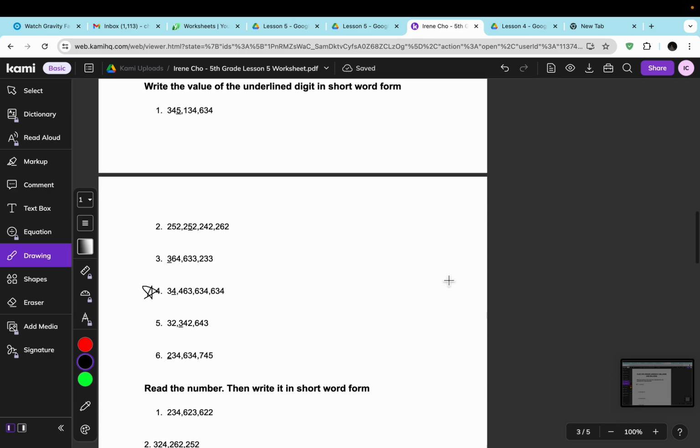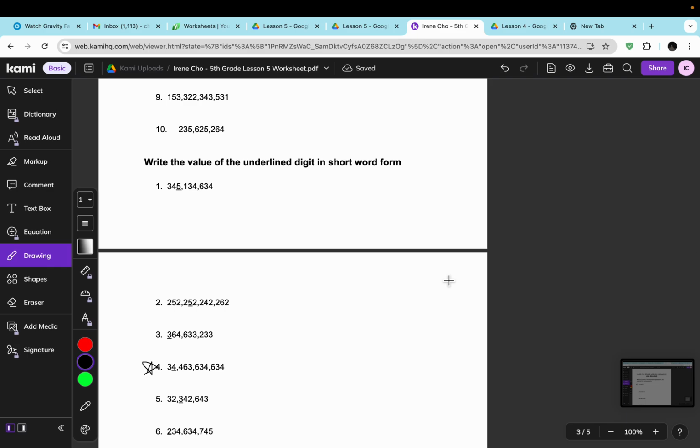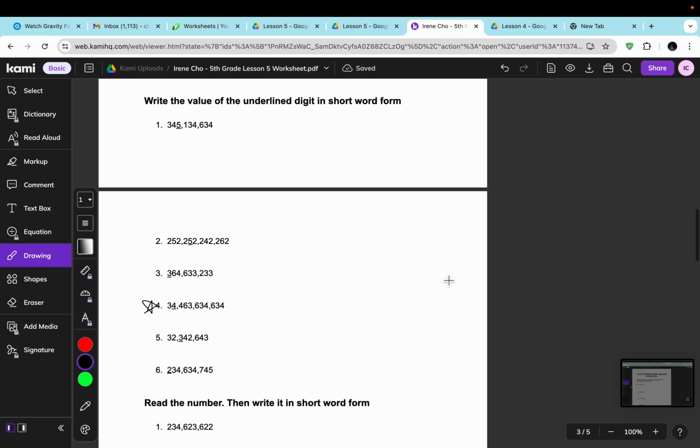Okay, moving on. It says write the value of the underlined digit in short word form. For this one, let's check how many digits it has. This is the 1, 10, 100, 1,000, 10,000, 100,000, million, 10 million, 100 million, billion, and 10 billion. The digit we're looking for is in the billions, and we have to write it out in short word form. So we just have to write 4 billion.